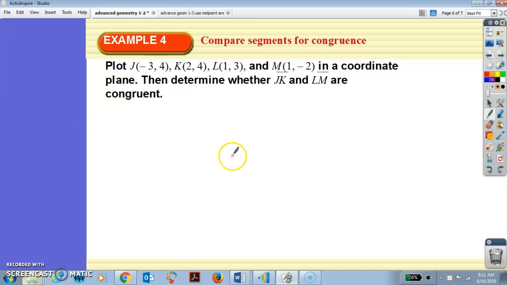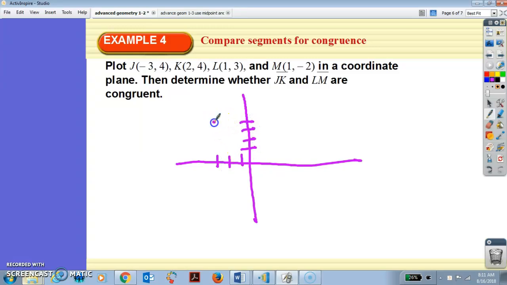Plot the following points in a coordinate plane, then determine whether segment JK and segment LM are congruent. Okay. -3, 1, 2, 3, 4. 2, 4. 1, 3. 1, -2.